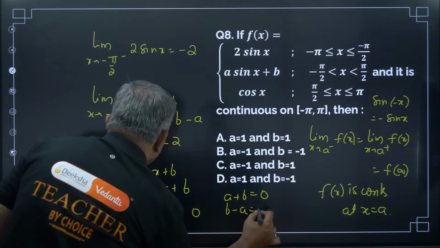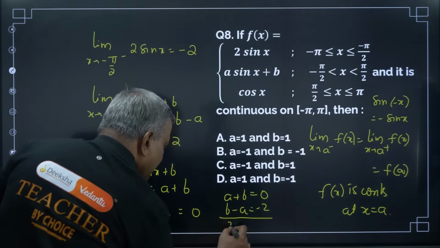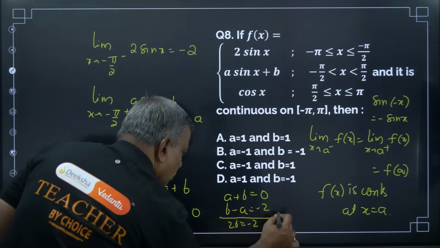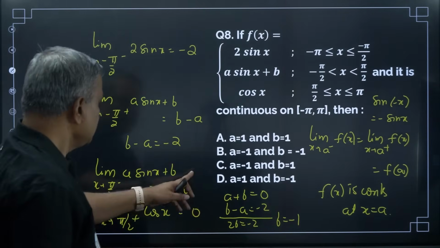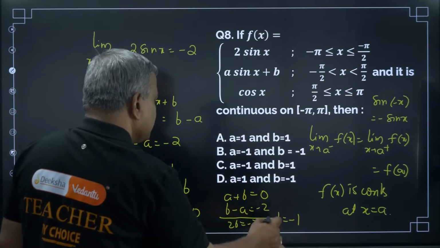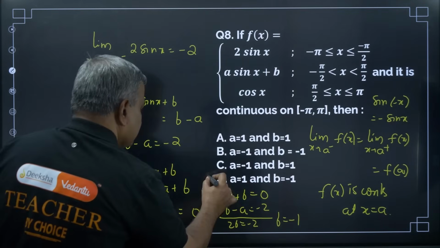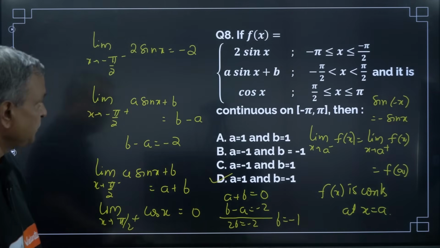B minus a is equal to minus 2 you got, and a plus b equal to 0. Add them, so we get 2b is equal to minus 2. So b equal to minus 1, and a equal to 1. Clear? Option D is correct.